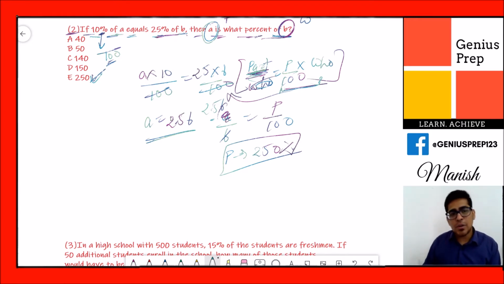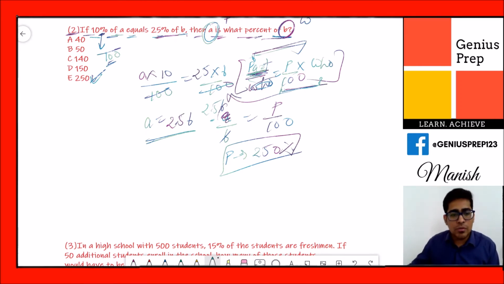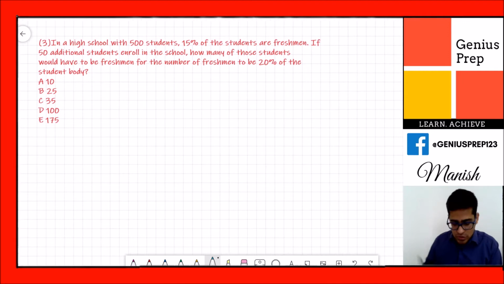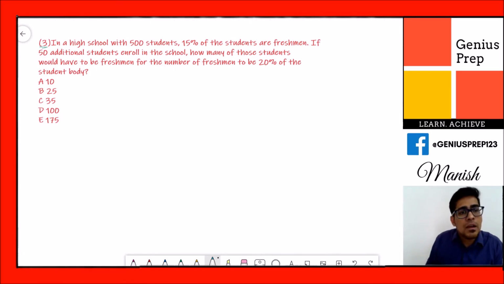Okay, so it's a very simple concept. You just need to use this formula and understand what the question is saying. Okay, so now we move to the third question, and the third question is, in a high school with 500 students, 15% of the students are freshmen. If 50 additional students enroll in the school, how many of those students would have to be freshmen for the number of freshmen to be 20% of the student body?